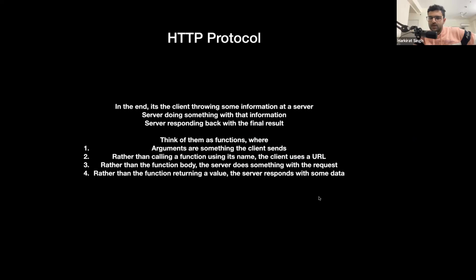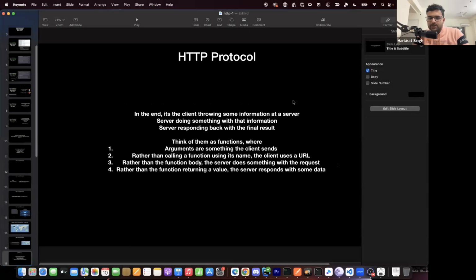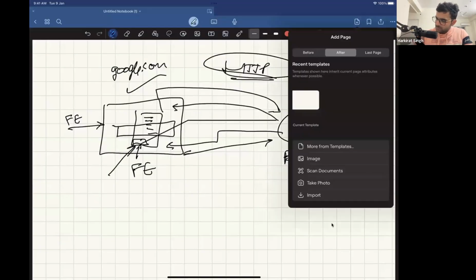Okay. Next slide. HTTP protocol, lot of text. Let's just go through it quickly and start to understand it more practically. In the end, it is the client throwing some information at a server, the server doing something with that information, and the server responding back with the final result. Have we seen this before until now? What did I say a function was? In JavaScript, what is a function?